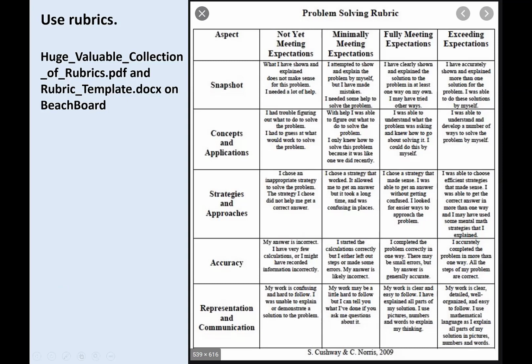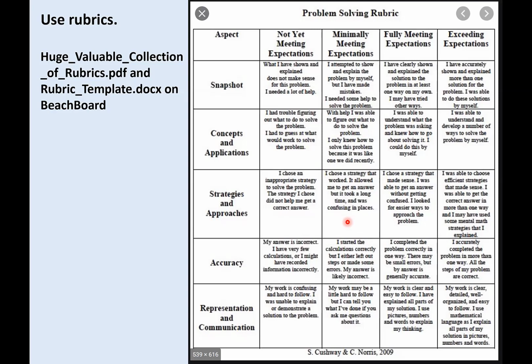Strategies and approaches. I chose an inappropriate strategy to solve the problem. The strategy I chose did not help me get the correct answer. And we've seen that before when we've graded exams. They have no idea what to do. Here, I chose a strategy that did work.